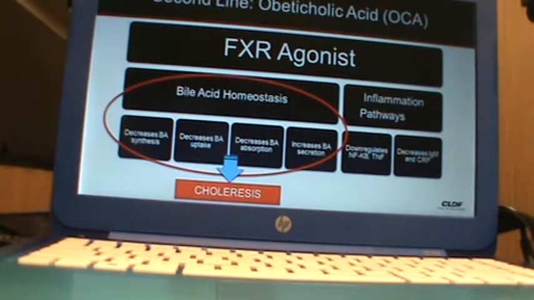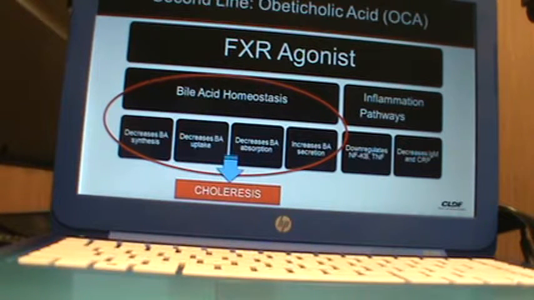Now, in case the patient does not respond to ursodeoxycholic acid, that is when we have to employ the new agent just recently approved, the FXR agonist. This FXR agonist, obeticholic acid, is a derivative of bile acids. It works on bile acid homeostasis.